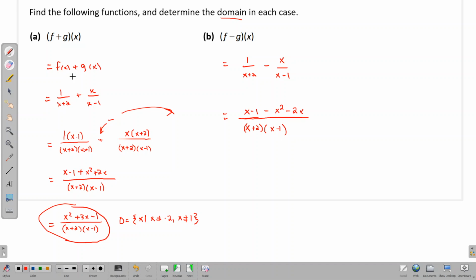Okay, so if I went too fast there, just come back and carefully do the same steps with the minus sign, and you will see you get back to this same thing. And then if we clean up that numerator, that's negative x squared minus x minus 1 over x plus 2 times x minus 1. All right, so then the domain is going to be the exact same thing as over here, because the denominator still has the same factors in it. So it's the exact same set: the set of all x such that x is not equal to -2 and x is not equal to 1.